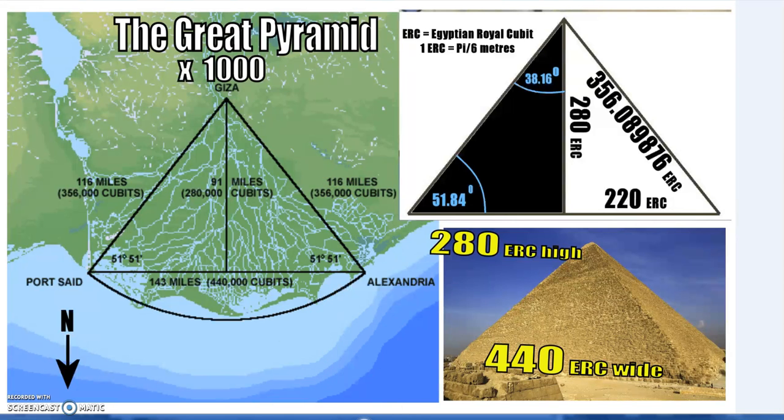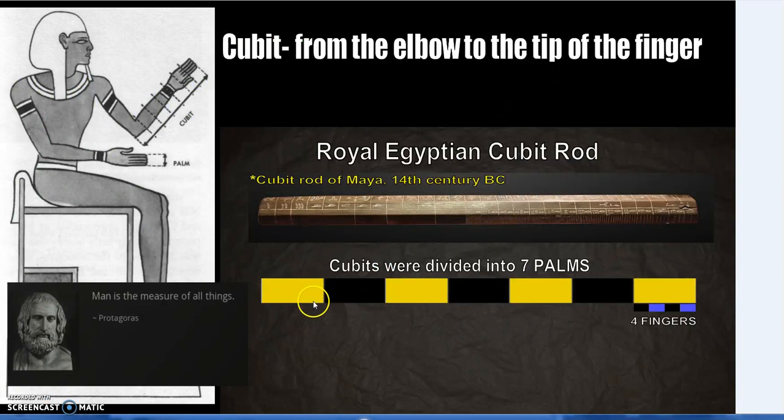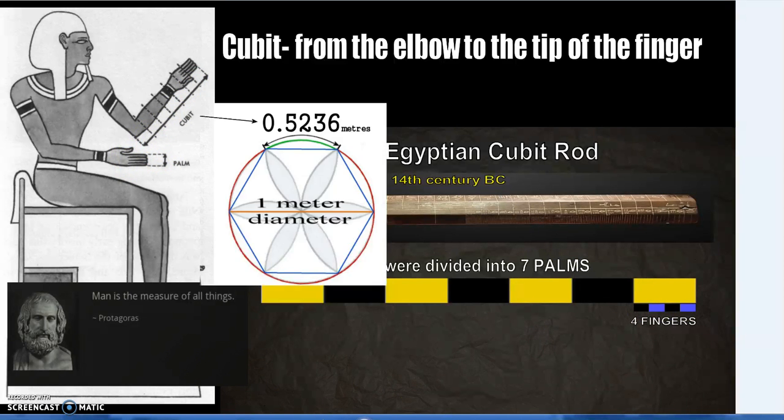So using those figures, what is an Egyptian royal cubit? Well, we have various cubit rods. This is a cubit rod of Maya, for instance, 14th century BC, and I'll put the links in the description to a series I did on the Egyptian royal cubit, testing it against the pyramid measures, which is slightly different from this later Egyptian royal cubit. But the cubit is based on the length from your elbow to the tip of your finger, and the cubit is then divided into 7 palms, as in the width of your palm. Then each palm is divided into 4 fingers. Man is the measure of all things.